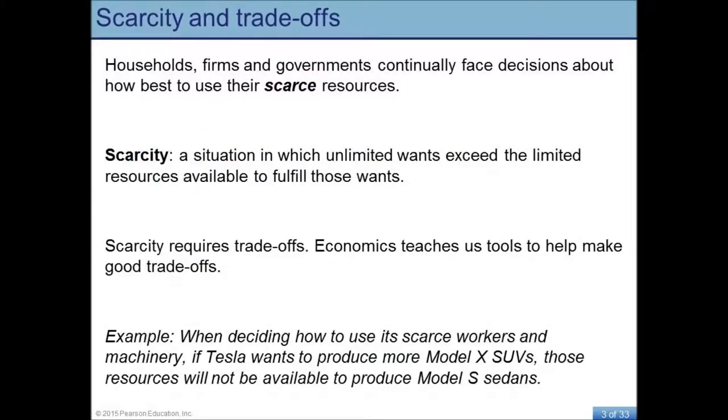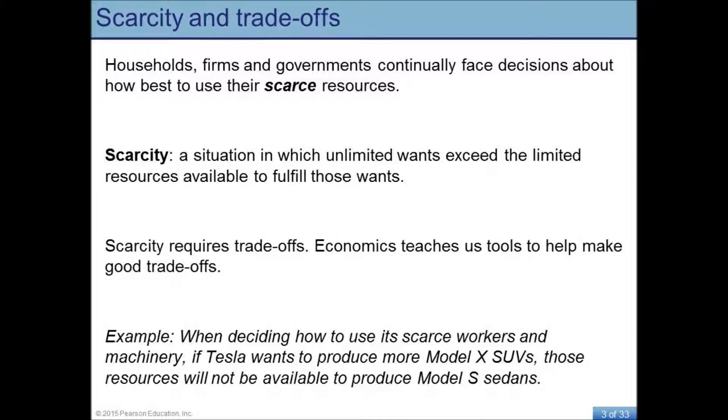Households, firms, and governments continually face decisions about how to best use their scarce resources. Scarcity is a situation in which our unlimited wants exceed the limited resources available to fulfill those wants. So scarcity requires some trade-offs, and economics teaches us tools to help us make good trade-offs. So for example, when deciding how to use its scarce workers and machinery, Tesla may decide to produce more Model X SUVs, but then those resources will not be available to produce Model S sedans.